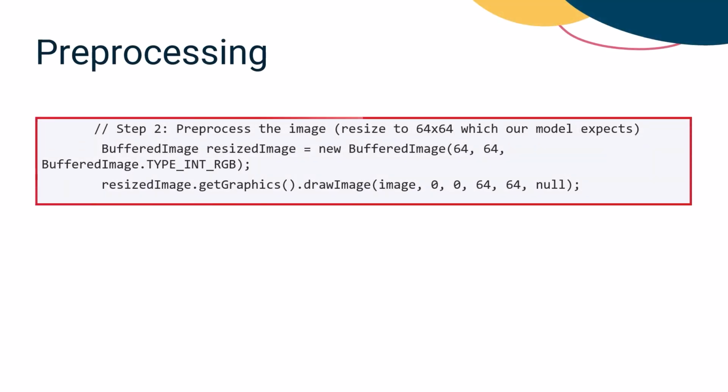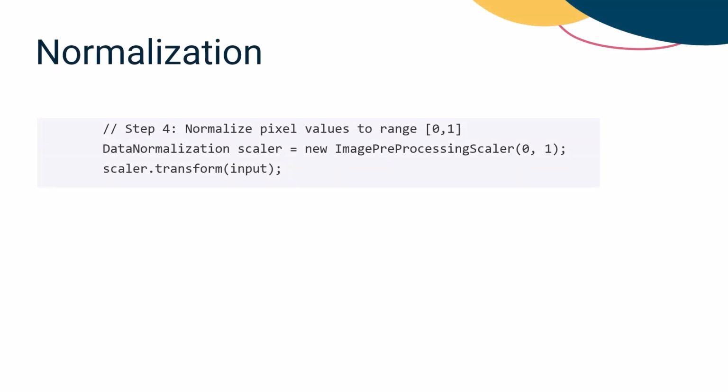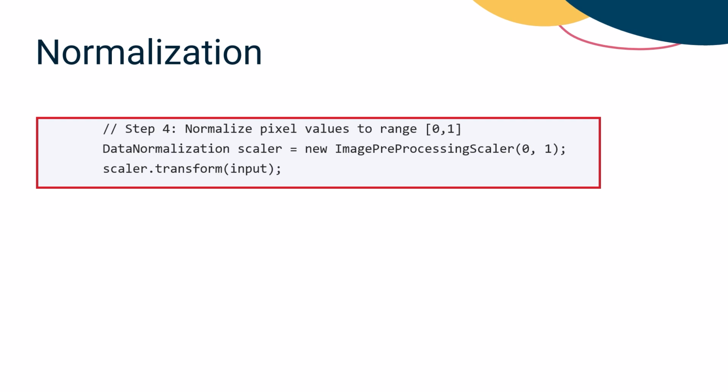For pre-processing, the image was resized to 64 by 64 pixels because that's what the model expects. This was like standardizing the input. The image was transformed into a numerical format, an INDArray, for the model to process. This represented the image as a 3D array of numbers, with one for each RGB color channel. For normalization, the pixel values were scaled from their original range of 0 to 255 to a range between 0 and 1, which helps the model process the data more effectively.